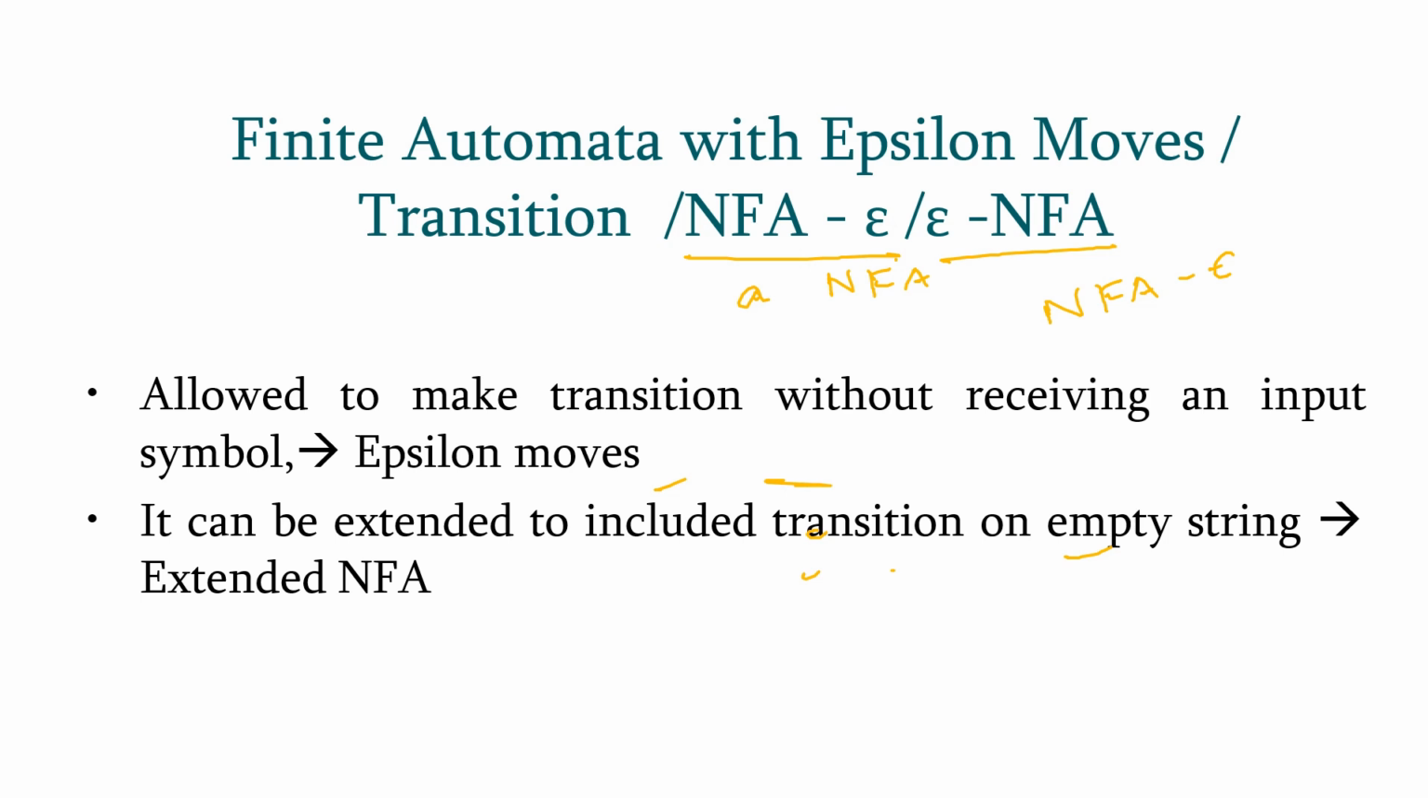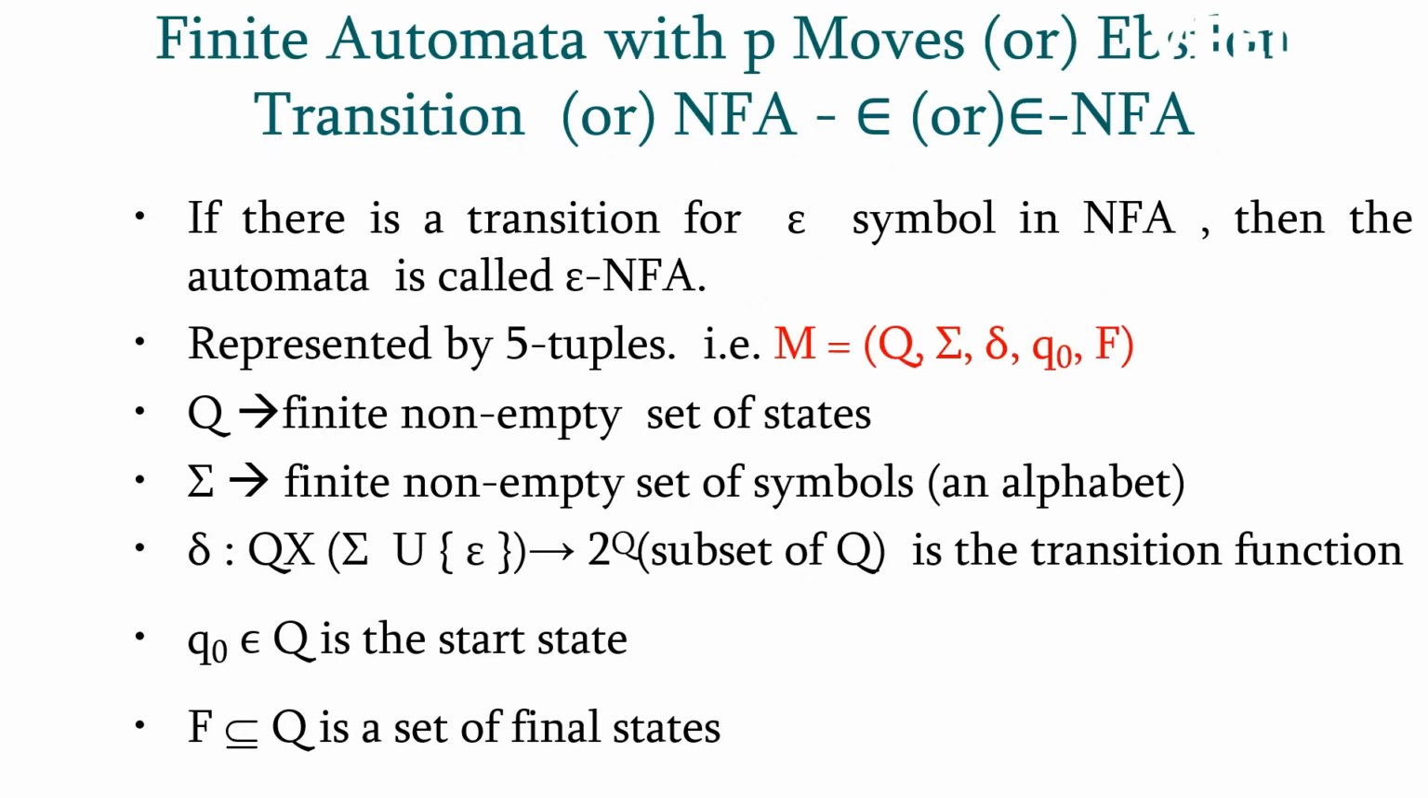So let's see how I can represent this epsilon NFA. This is a formal representation. It's again a 5-tuple, the same as your NFA. We'll have 5 tuples. Q is a finite non-empty set of states, sigma is the alphabet, and delta is the transition function. This is the start state, and this is the final state.